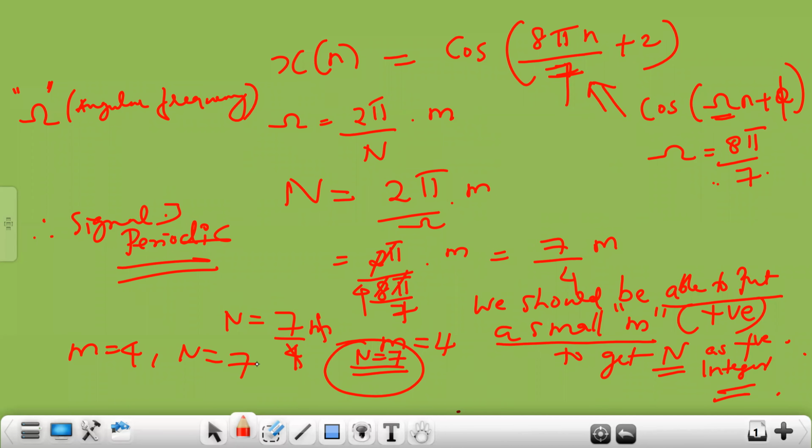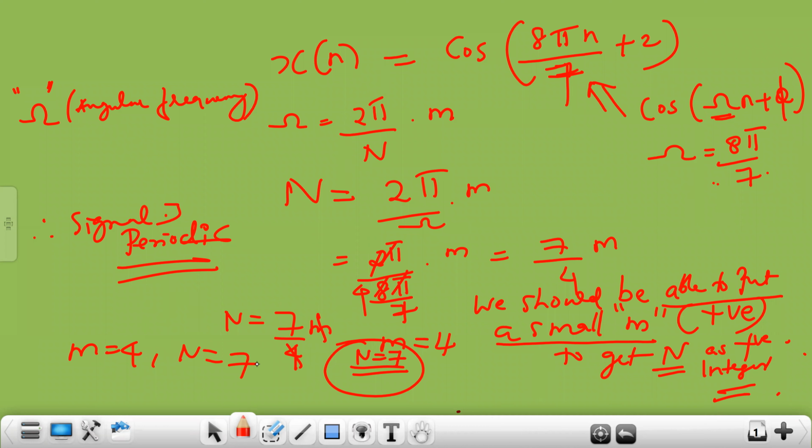Now take down the answer. What if we put m equal to 8, sir? Yes, m can be 8, but it is not the smallest value. If you put m equal to 8, the 8 and 4 will get cancelled and the answer will be 14, but 14 is bigger than 7. The fundamental time period should be very small, so you are putting the least possible value of m to get the least possible value of N. Clear?